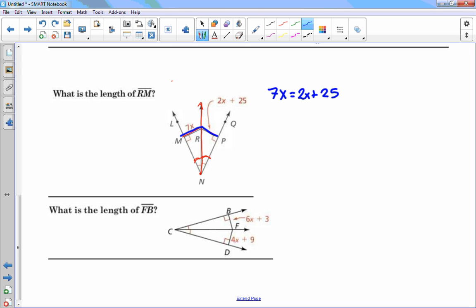So what is x? The value of x. Good. 5. So we plug it in, we do 7 times 5 for the measure of MR or RM. Do you all get 35? Okay.